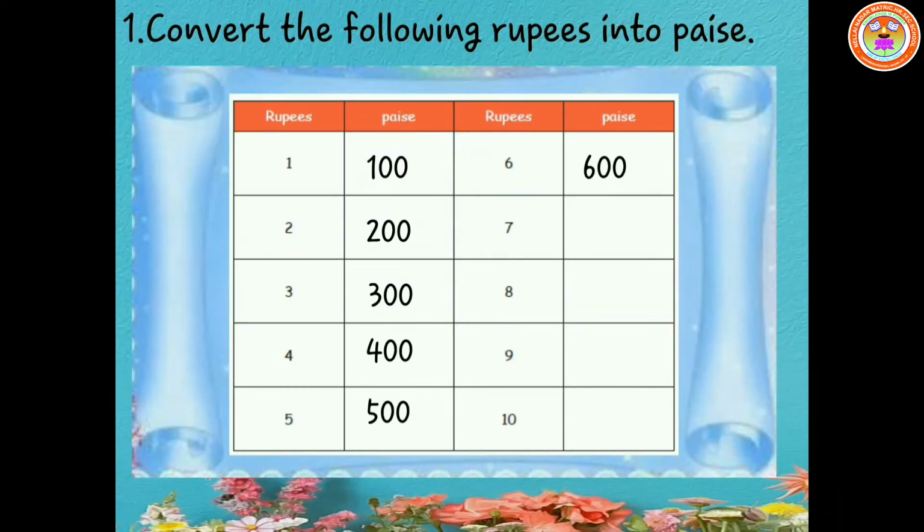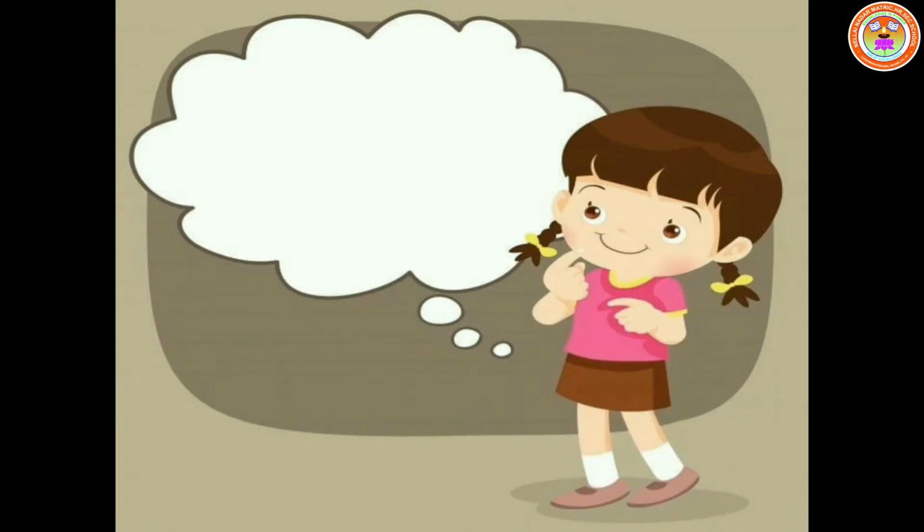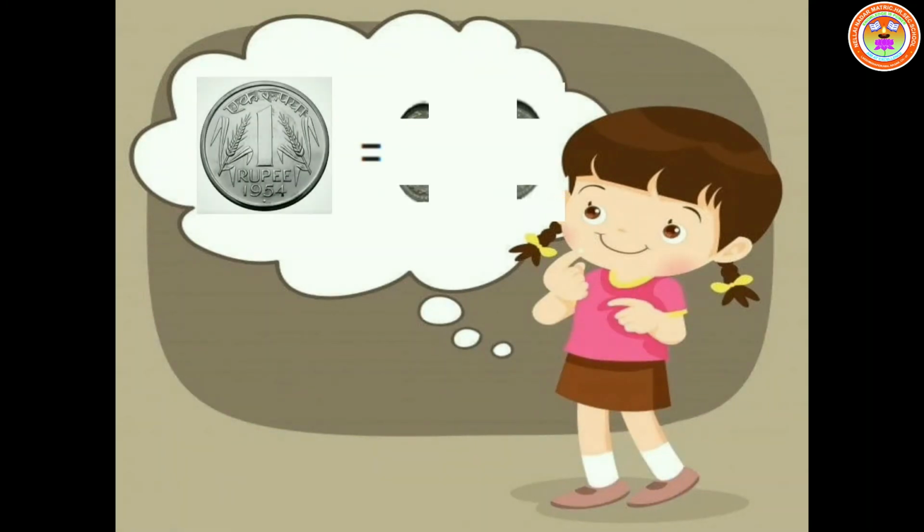6 rupees is equal to 600 paise. 7 rupees is equal to 700 paise. 8 rupees equal to 800 paise. 9 rupees is equal to 900 paise. 10 rupees is equal to 1000 paise. Very good children. We know that 1 rupee is equal to 100 paise.